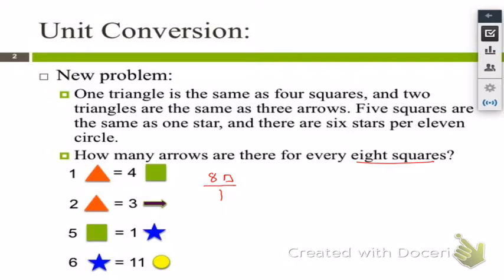Then we have to figure out how we are going to get to our final unit. What's the final unit we want to get to? Arrows. Okay, so how do we get from squares to arrows? How do we convert? Okay, let's go to triangles first. But the first thing I want to do is think about why this works.